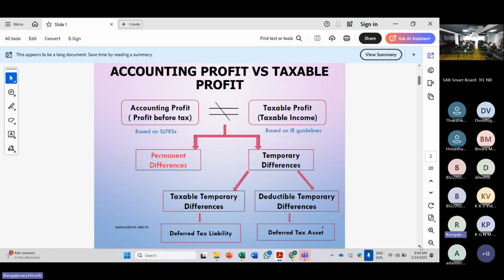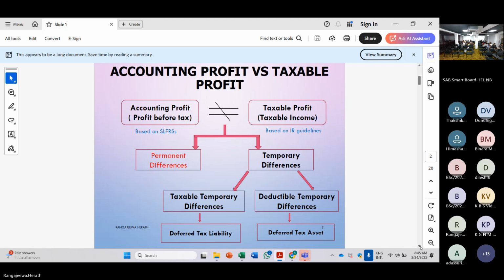So if the advertising expense is 5 million disallowed for tax purposes, out of a total advertising expense of say 10 million, only 5 million can be deducted for tax purposes, and the balance 5 million is disallowed. So you have to pay higher tax. Can't help. We can't do anything about the permanent difference.